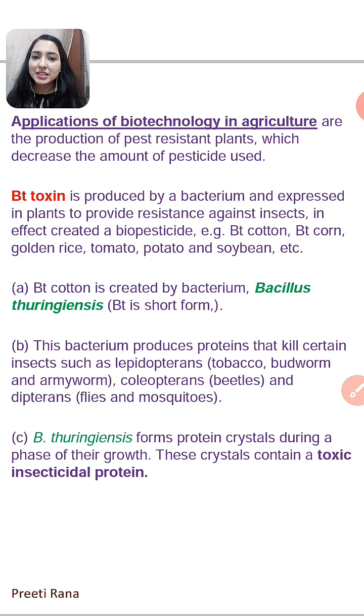Bt cotton is created using the bacterium Bacillus thuringiensis, Bt in short form, hence known as Bt, and the toxin of this bacterium is known as Bt toxin. This bacterium produces a protein which kills certain insects like lepidopterans, coleopterans, or dipterans. Bacillus thuringiensis forms protein crystals during a phase of their growth, and these crystals contain a toxic insecticidal protein.